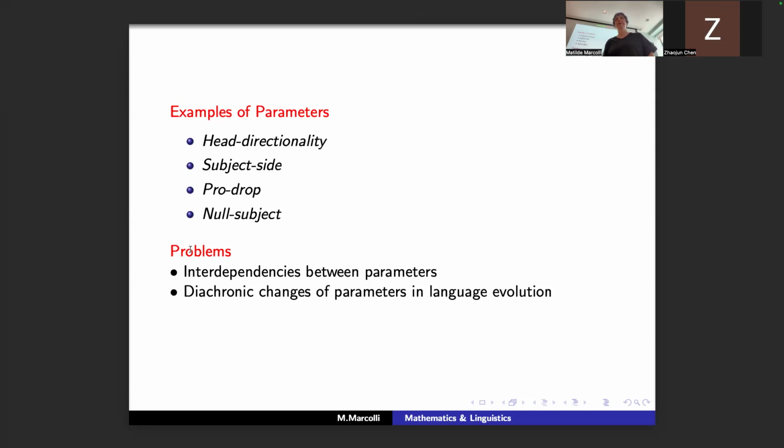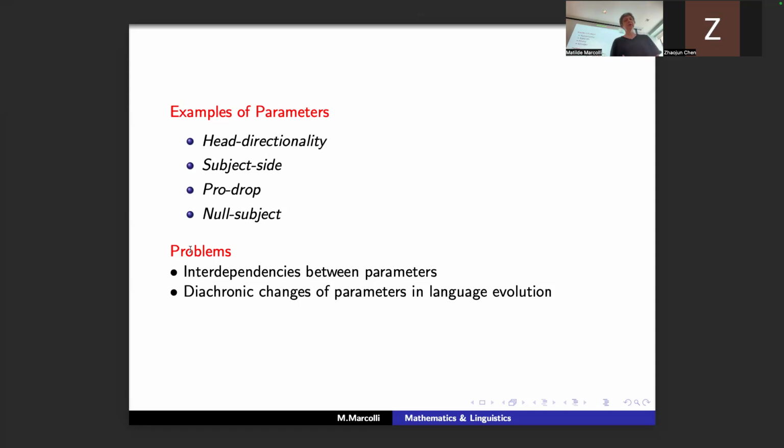Or in Italian you can say piove, it's like Spanish, but in French, which is also a Romance language, it doesn't work. You cannot say pleut, it's not grammatical. In English, it's like French. You can say it rains, you cannot say rains. So a language either has it or does not have it. Pro-drop is more general than null subject. Null subject is just that you can drop the subject of the verb, while you can drop other pronouns too. So there are a lot of parameters like this that are interdependent.